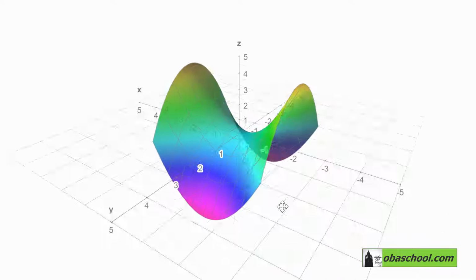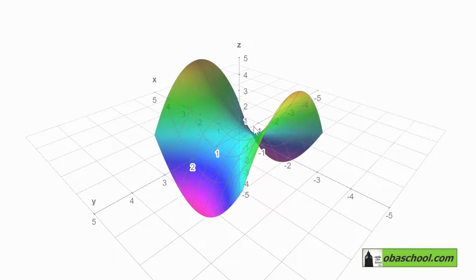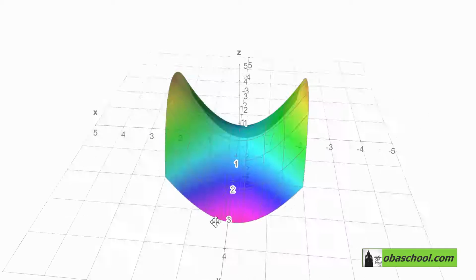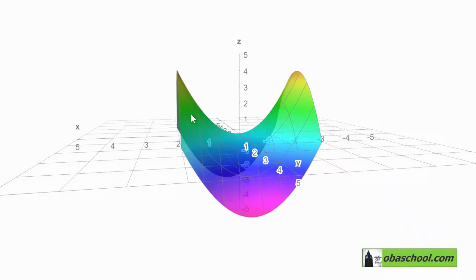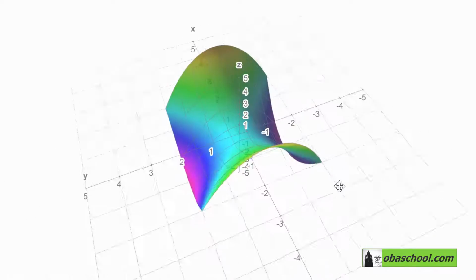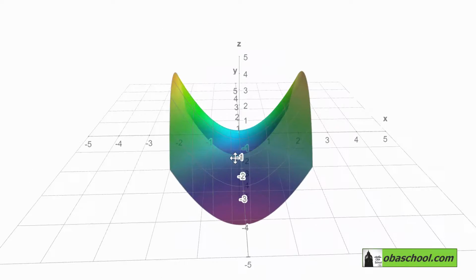So let's look around this saddle point. You can see as we move around that along the x-axis we do have a minimum, and along the y-axis, we do have a maximum.